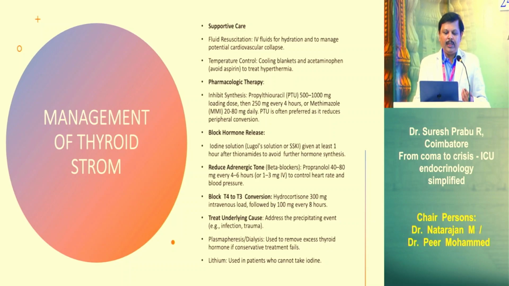Followed by, if available, we can give Lugol's iodine or a saturated solution of potassium iodide, but it should be given 1 hour after starting the propylthiouracil because it can further increase hormone synthesis. Beta blockers are the mainstay to prevent the adrenergic overactivity. Very high doses, 40 to 80 milligrams 4 hourly, can be given. And then hydrocortisone: steroids prevent the conversion of T4 to T3, and also impair the release of thyroid hormones from the gland. So we should address the underlying causes also. Very rarely we may need plasmapheresis or dialysis in this type of patient.